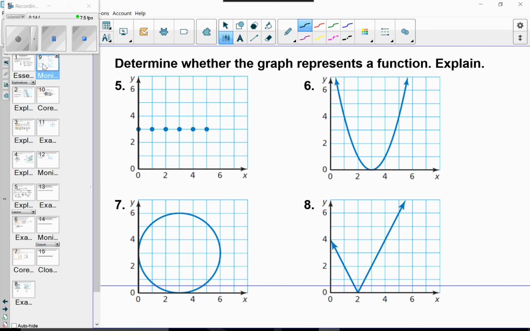Try these ones on your own. So go ahead and hit pause. Try these on your own. And hit play, and then we'll check your answers.